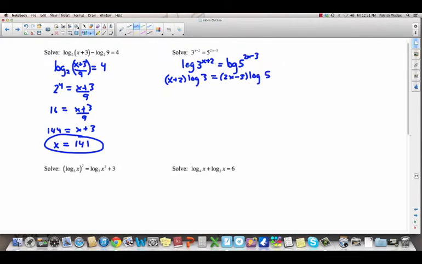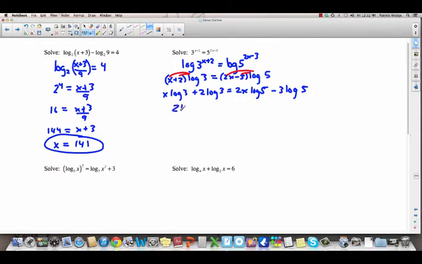Next step, believe it or not, you're going to distribute. Multiply those by log 3, multiply those by log 5. So you end up with x log 3 plus 2 log 3 equals 2x log 5 minus 3 log 5. Okay, now we're trying to isolate x. We want to get all our x's to one side. Actually it doesn't really matter which side you move it to. So I think I'm going to move this x over to the right.